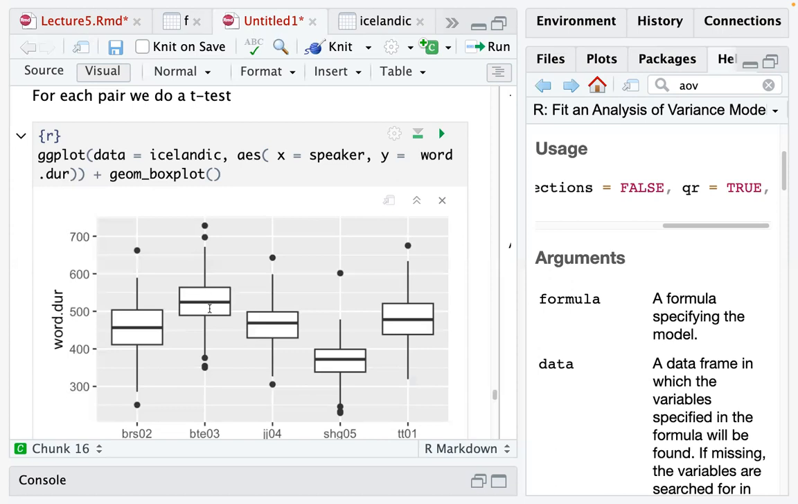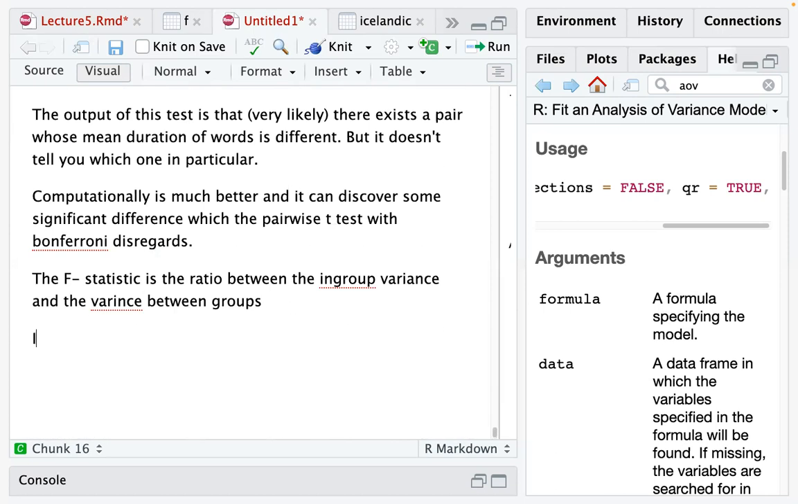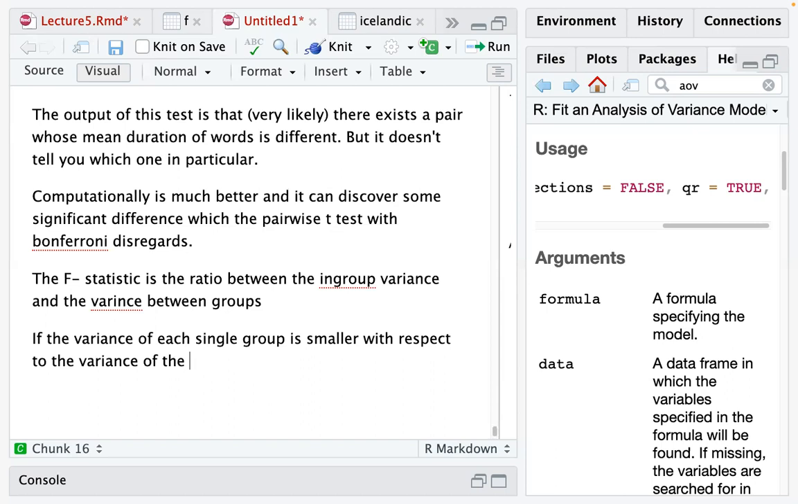So let me write it. If the variance of each single group is smaller with respect to the variance of the means of the groups, then the argument in favor of H1 is stronger.